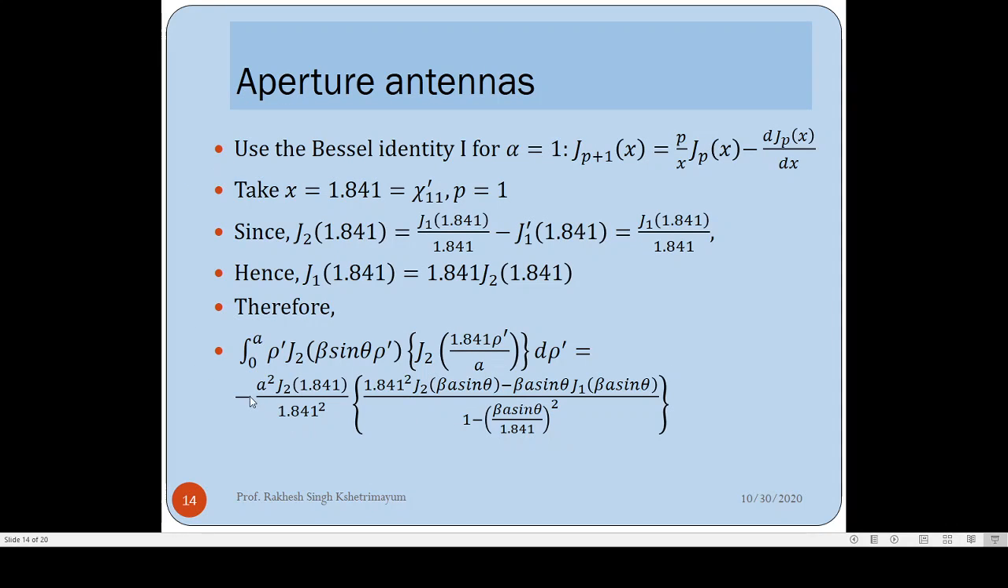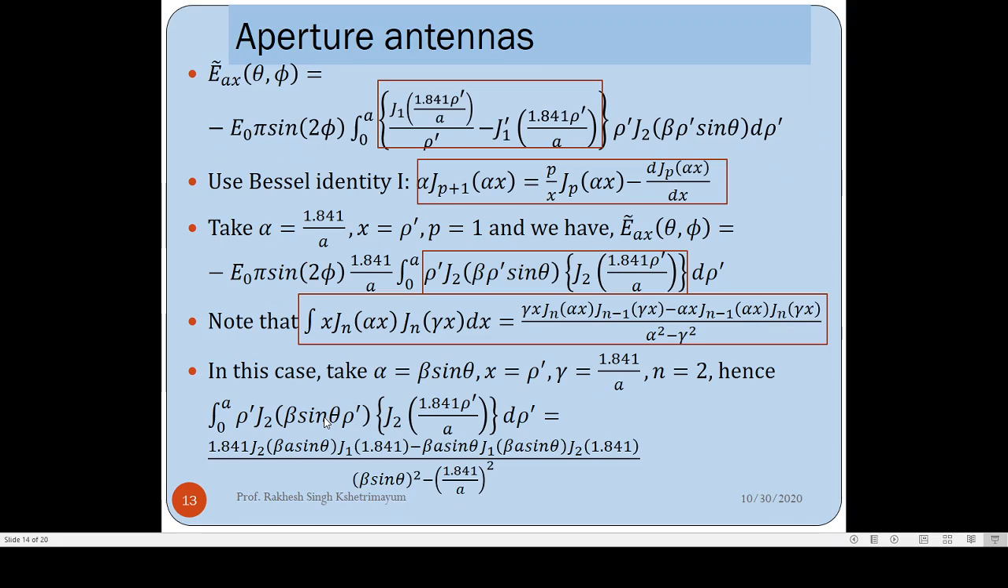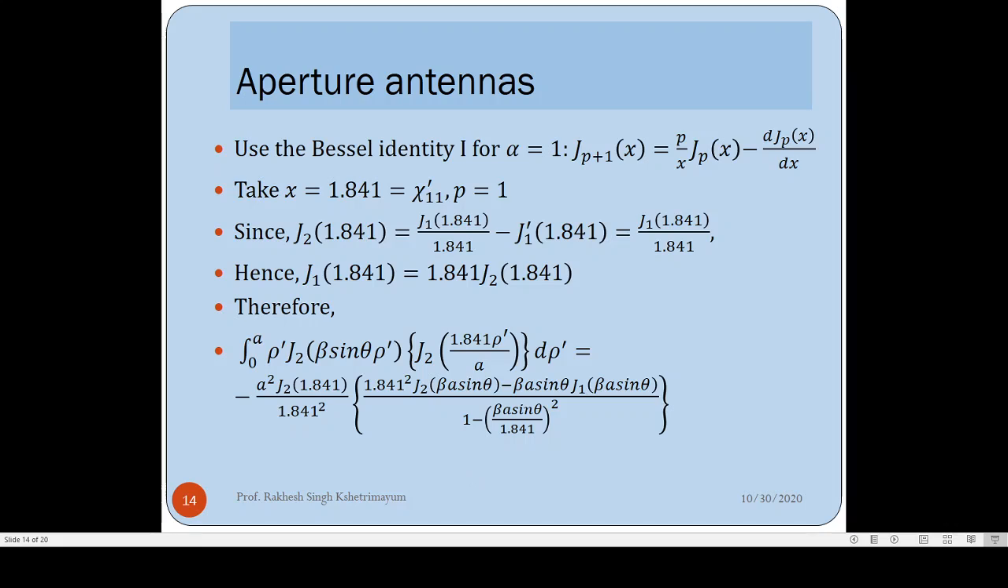The final expression would be minus a square J2(1.841) divided by 1.841, and we have taken 1.841 common from the denominator also. The final expression is 1.841 square J2(beta a sin theta) minus beta a sin theta J1(beta a sin theta), divided by 1 minus (beta a sin theta divided by 1.841) whole square. So this is the final expression you have for the integration.